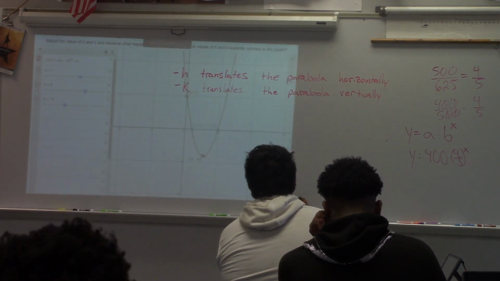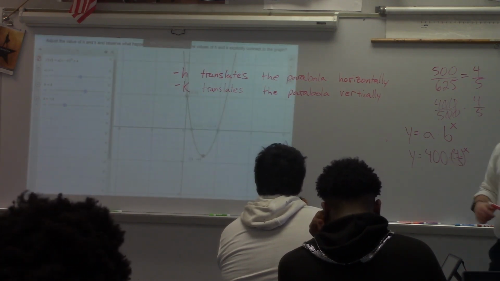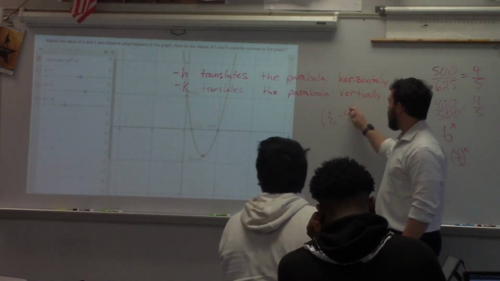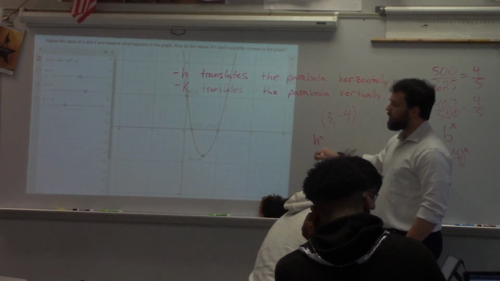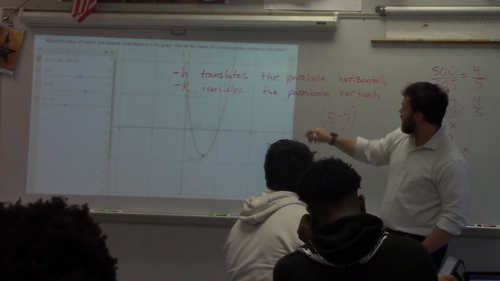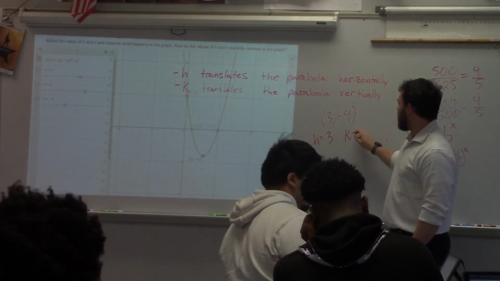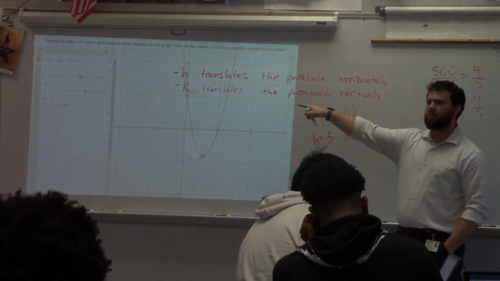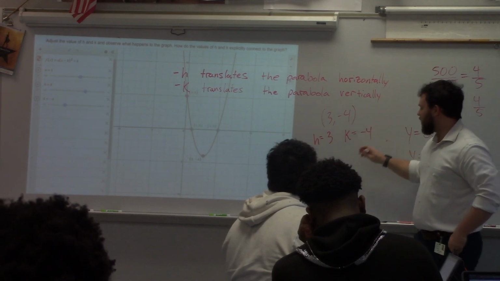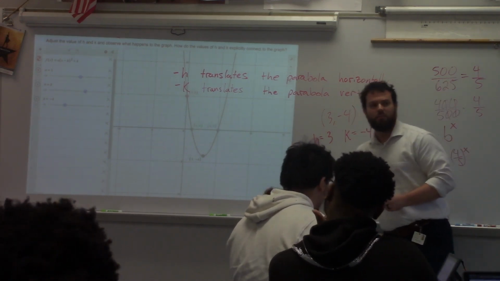Right now, actually let's just do this. Right now, my vertex is 3, -4. What is my H over there, Sam? What does it say for my H right there? H equals 3. Bryson, what does it say for my K? -4. Okay, so here's what I want us to do. Let's look at some more vertices.